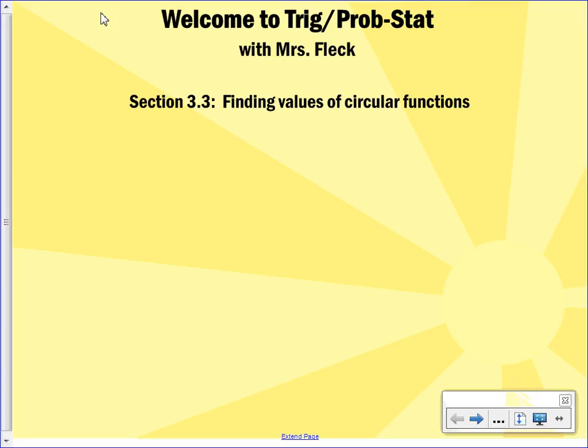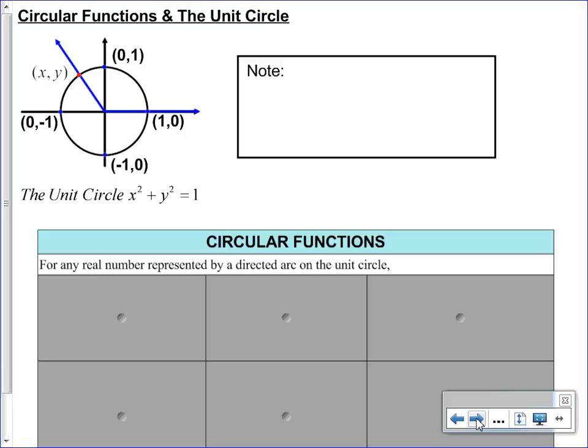Okay, for this lesson, you're going to need your completed unit circle, because today we're using the unit circle and connecting everything together to find circular functions. As you know, we've gone over this several times. For the unit circle, if you're measuring an angle, let's say this angle right here is theta, then the cosine of theta is the x, and the sine of theta is the y.